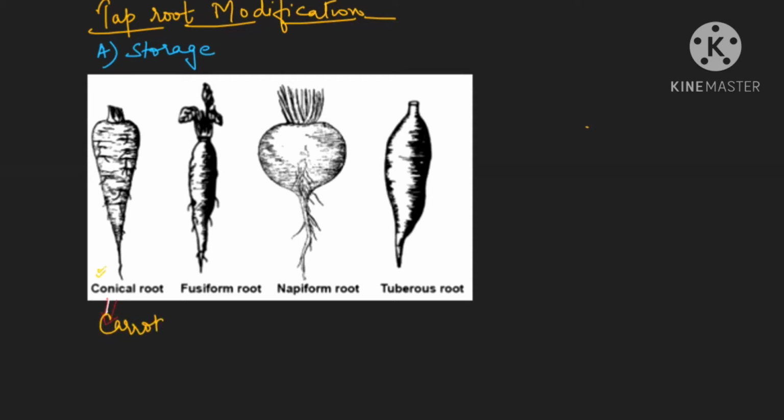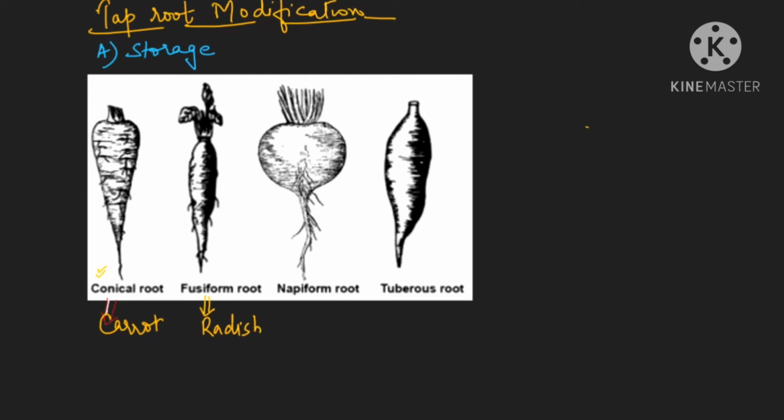Now, fusiform roots are made by the radish. Why is it called fusiform? Because if you see, it is thick only in the middle part and it is slightly tapering at both the ends. More tapering at the lower side, less tapering towards the upper side.